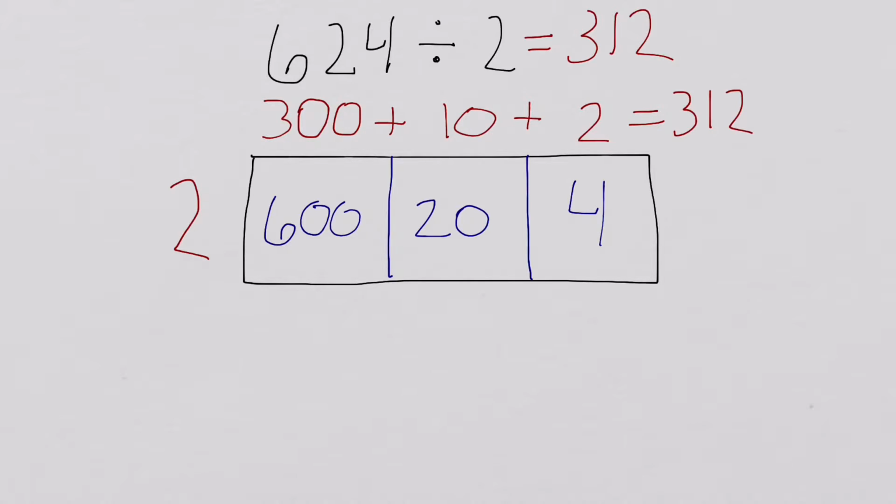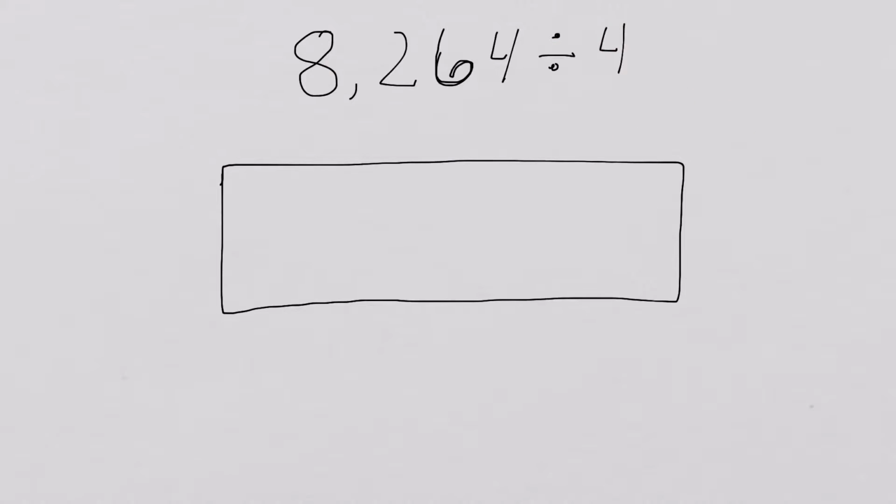Let's try a different one that's a little bit bigger. This time we're working with 8,264 and we're dividing it by 4. Now just like last time, we're going to take our divisor and we're going to put it on the left side of our rectangle. And remember, the divisor is the number that we are dividing by. So when we say 8,264 divided by 4, it's the number after our division symbol. So we're dividing by 4.